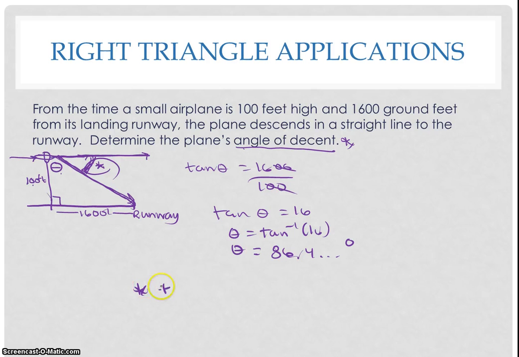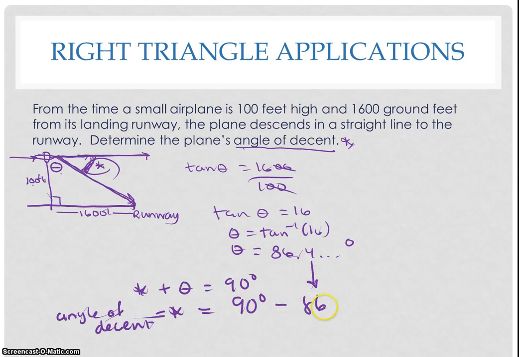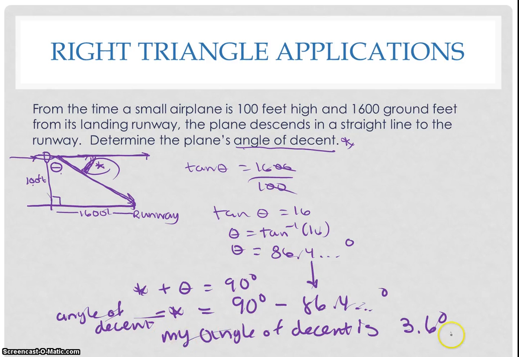And I know that star plus theta, since they're complementary, they add to be 90 degrees. So I know my star, which is my angle of descent, is going to equal 90 degrees minus this number I have in my calculator, the 86.4 degrees, or my angle of descent is 3.6 degrees. And there you have it. Let's go on to the next problem.